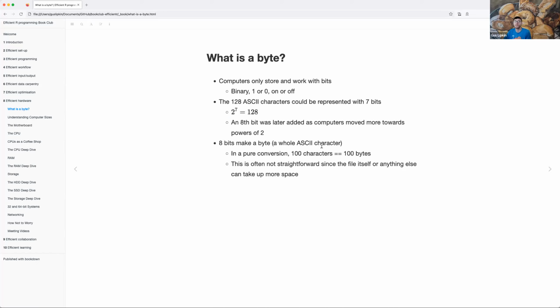And in the book, they link to a very heated Stack Overflow discussion about whether or not ASCII is supposed to have 7 characters or 8. But in a pure conversion world, 100 characters would be 100 bytes, which would be 800 bits. And this is often not so straightforward since the file itself or anything else can take up some more space. So Microsoft Word documents have their own headers and other information built in. And then if you add formatting to it, then it'll add even more to the file size.